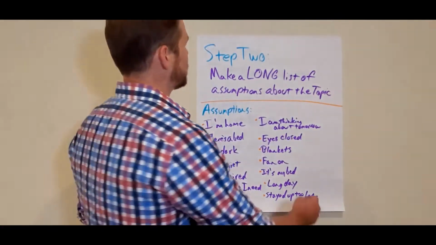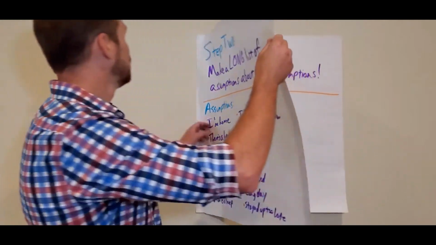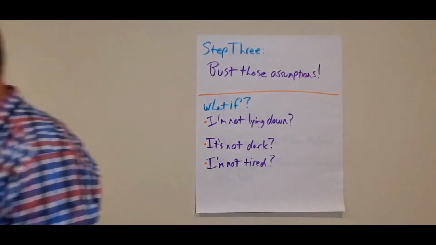Okay? We've got the assumptions, we've had the discussion, we've shared it out, cross-pollinations happen. Let's move to step 3. We've got to bust them now. Bust those assumptions. And here's how we're going to do it.